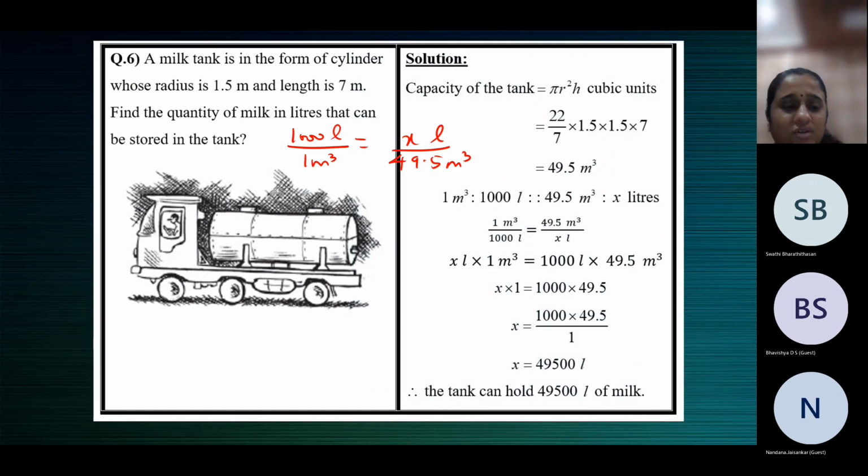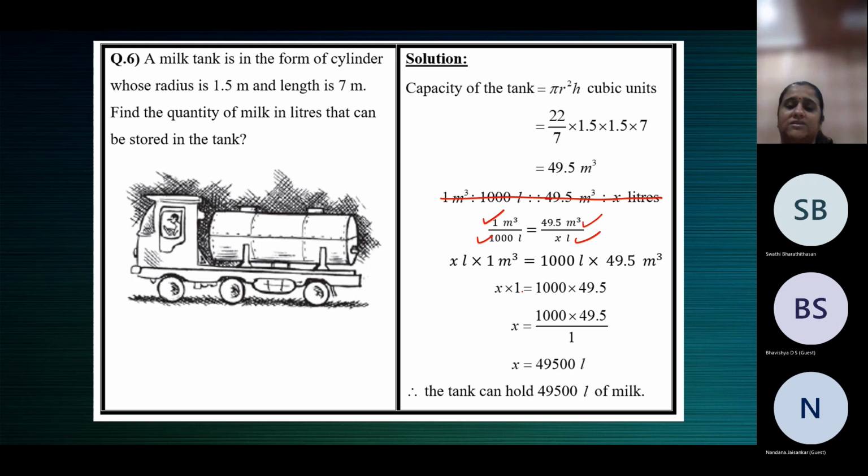So then you don't have to write all this at all. You don't have to write this proportion at all. You can directly write this: 1 meter cube is 1000 liters. Then 49.5 meter cube is how many x liters? I've shown all these steps just to make it very clear. You don't have to show this step. Just cross multiply. X into 1 is equal to 1000 into 49.5 and solve. Yes, children, start writing. If you've understood, then don't show these steps. Write the answer without these two steps.